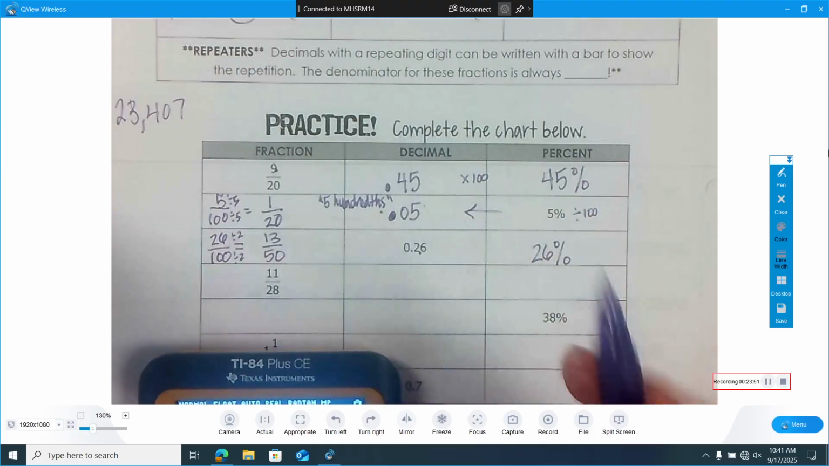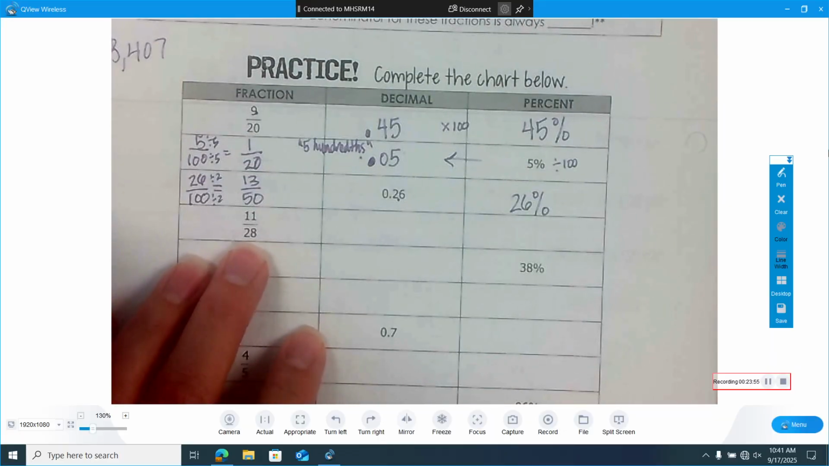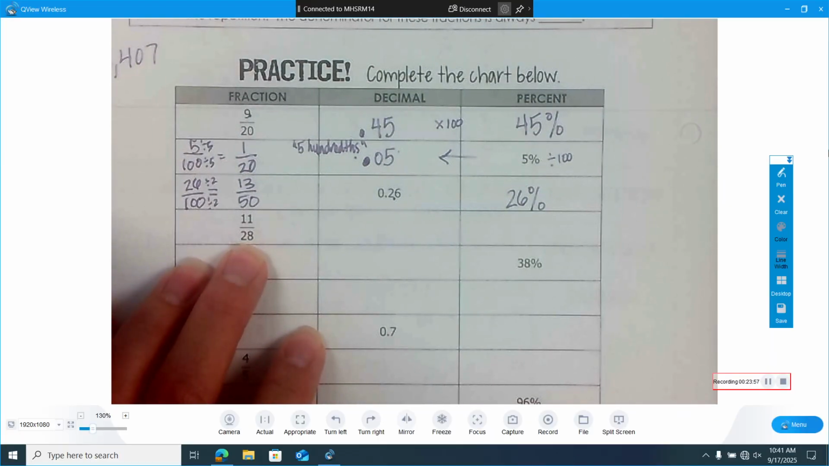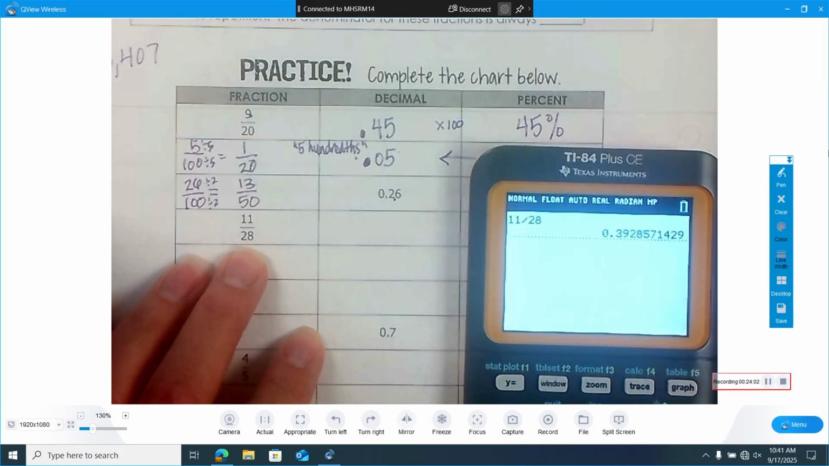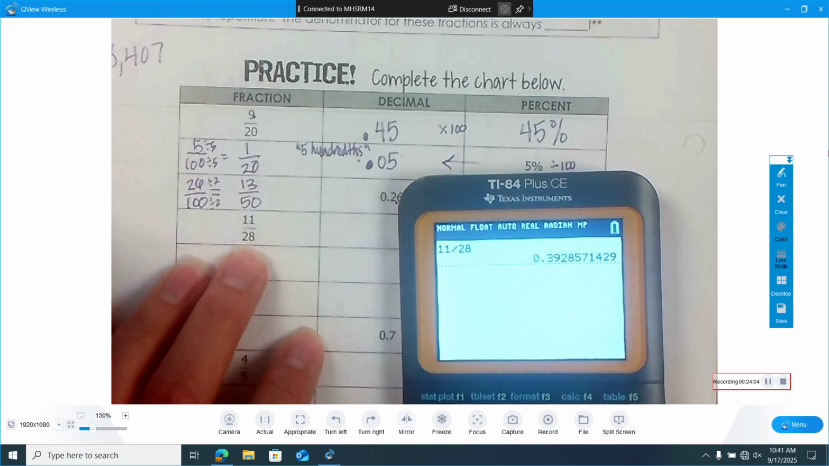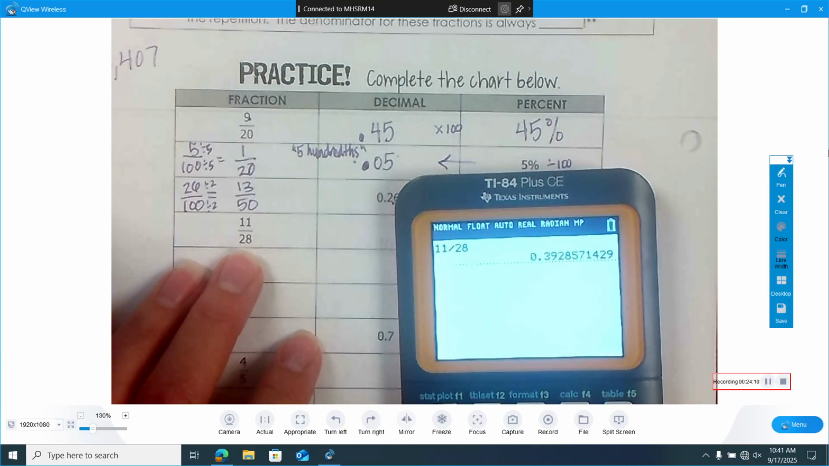So I need to convert it to a decimal. We're going to do what? 11 divided by 28, and we get, ooh, what's wrong with this decimal? Too many numbers. It goes on forever. This one is crazy. I don't think it goes on forever, but it is pretty darn crazy.